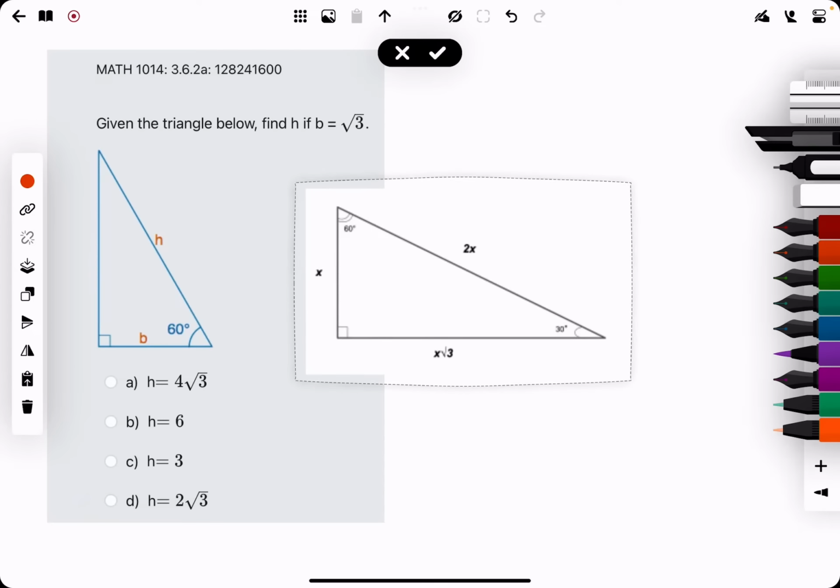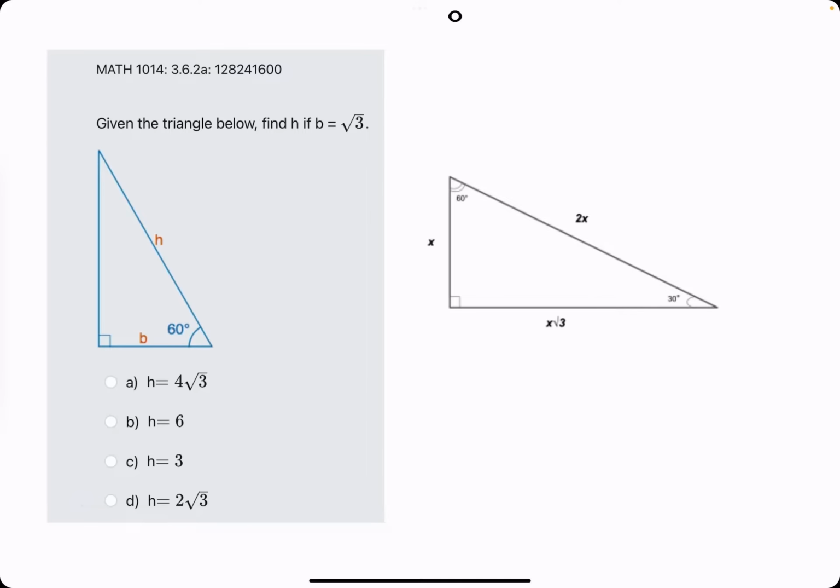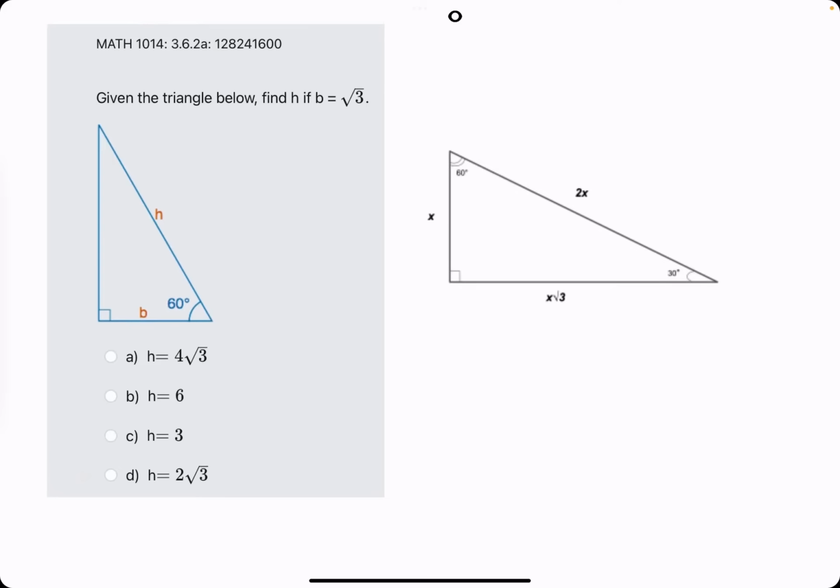Let's bring this triangle in again and use the same idea. They say given the triangle below, find h if b is root 3. Keep in mind this triangle is a little shifted in this case compared to this visual, but we still use the same idea. The short side of the triangle is root 3, and we are trying to find the hypotenuse, which is the longest side of the triangle.